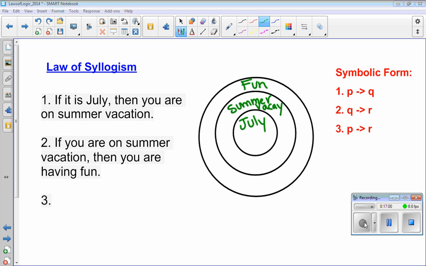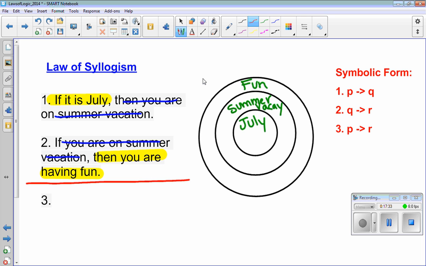So that's how the progression of the Venn diagram is going to look. Now let's look at the conclusion here. Notice that if you're looking at your symbolic form, it's going to start with the hypothesis of the first statement. So if it is July, and then we're kind of thinking about crossing out the middle part, summer vacation, and then how's it going to end? Then you're having fun. So if it's July, then you're having fun. That's going to be your conclusion sentence. Remember, the third statement is your conclusion.